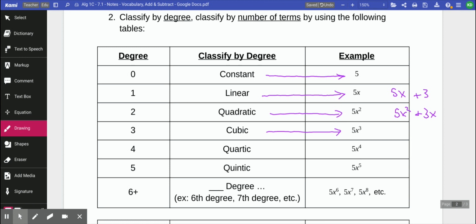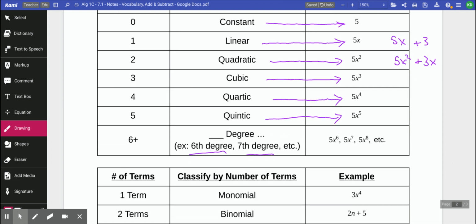Cubic is something that starts with an exponent of 3. Quartic, like quarters, is an exponent of 4. Quintic is an exponent of 5. And then after that, we would say 6th degree, 7th degree, etc., right? So if it was x to the 6th, x to the 7th, x to the 8th would be 8th degree. You just plop in the number and say what degree it is.